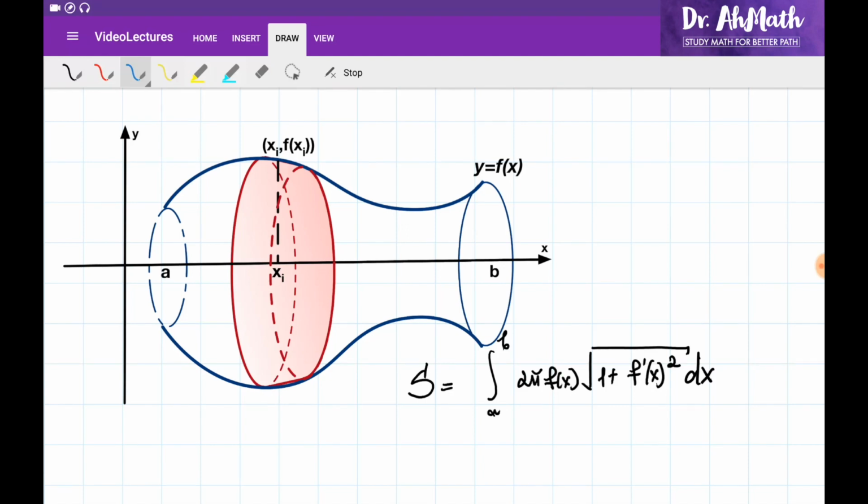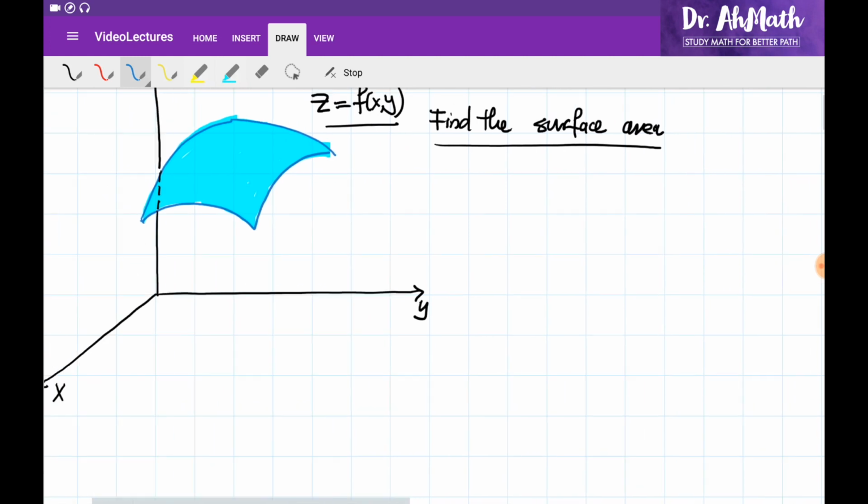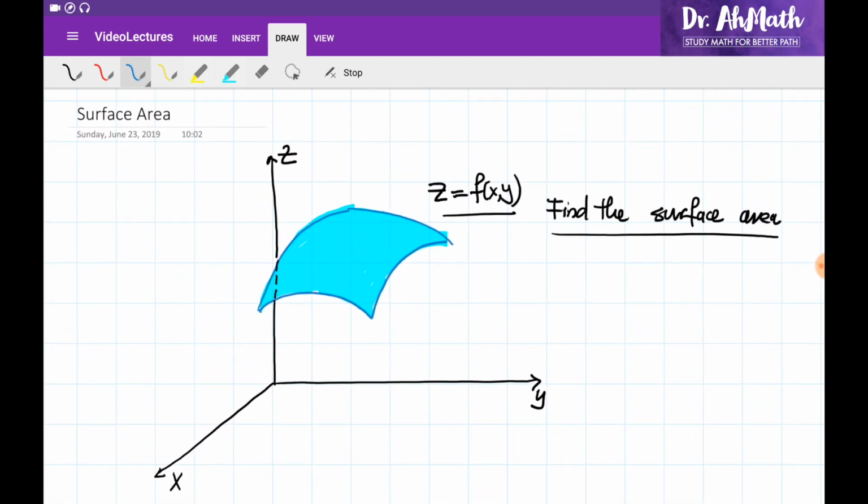We use the integration over the single variable functions in order to find the surface areas of the solids which are obtained by rotating some curve around the x-axis, as in this case, or around the y-axis, or around some lines. Now let's discuss how we can obtain the area of the surface, which is given with some multivariable function. We would like to find the surface area in this case using the double integration.